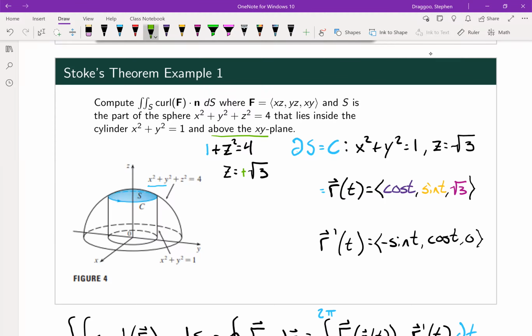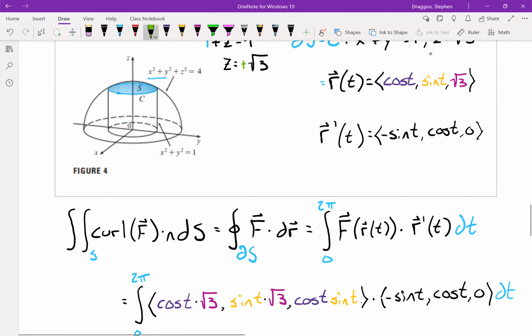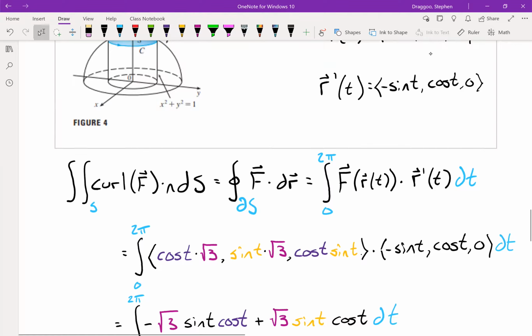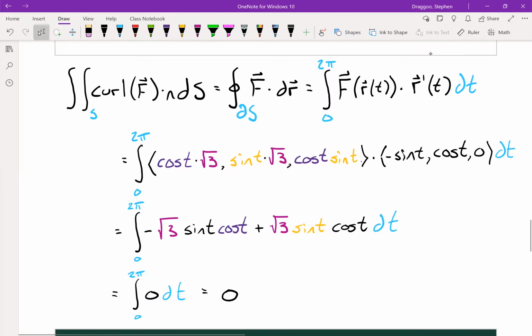So now we should move on to the actual calculus part of the integral. So just doing all these integrals out. We said by Stokes' theorem, we can relate a surface integral to a line integral. So that's exactly what we'll do.